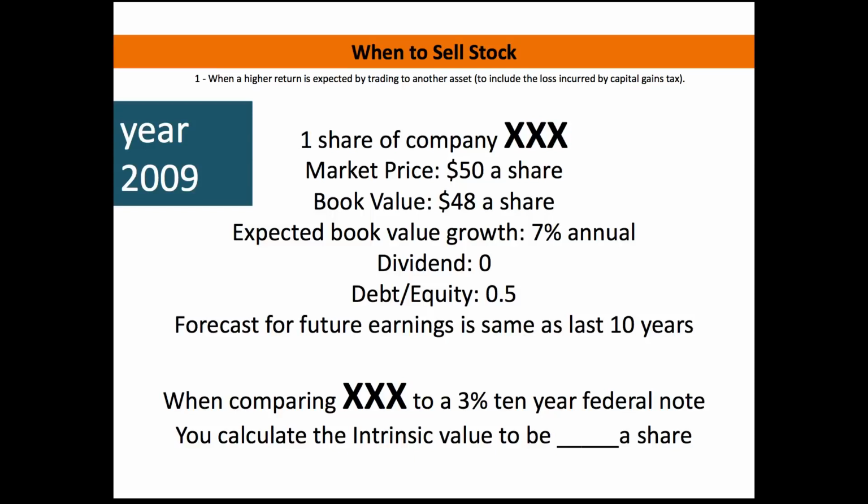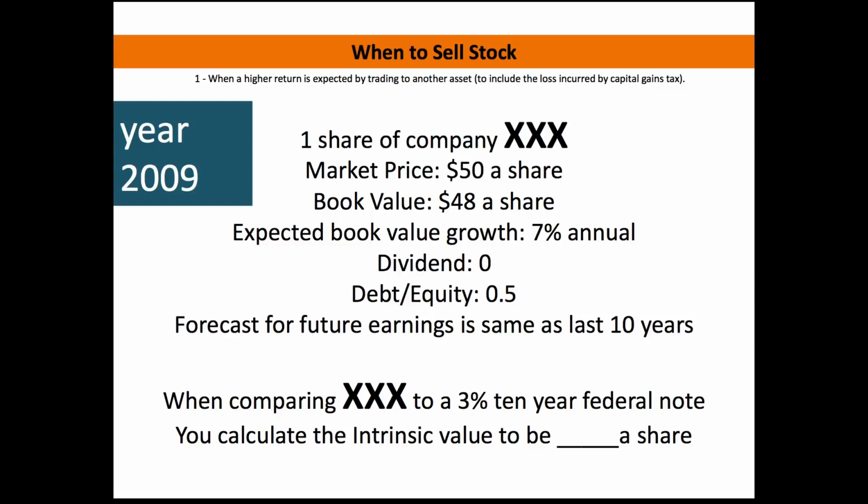I'm going to lay out a scenario where there's one share of a company, and the ticker for that company is XXX. The market price of company XXX is $50 a share, and the book value for that company is $48 a share, which is really close to the market price. And you have gone through all those techniques that we learned back in Course 2, Unit 3 to assess the expected book value growth and all that, so that you can calculate the intrinsic value. I'm showing you those key terms that you need to know in order to figure that out.